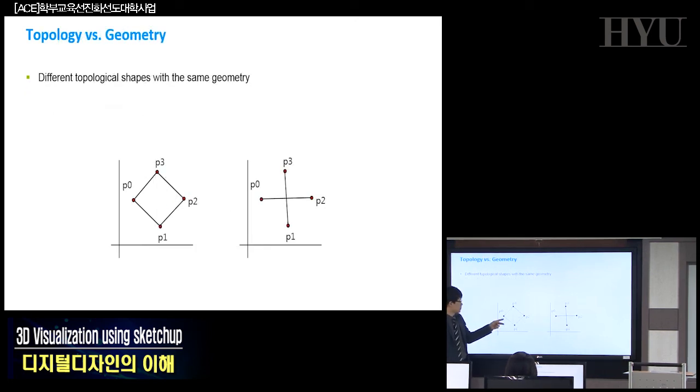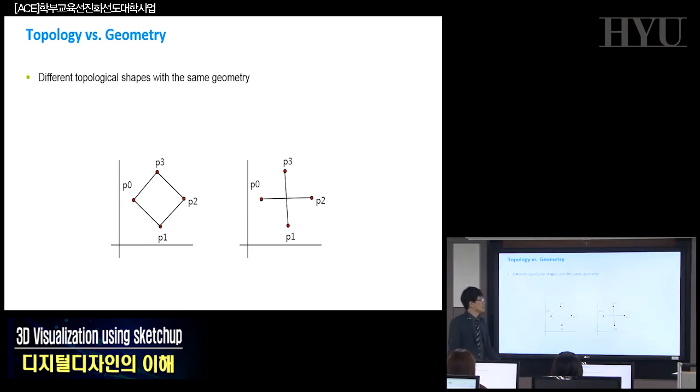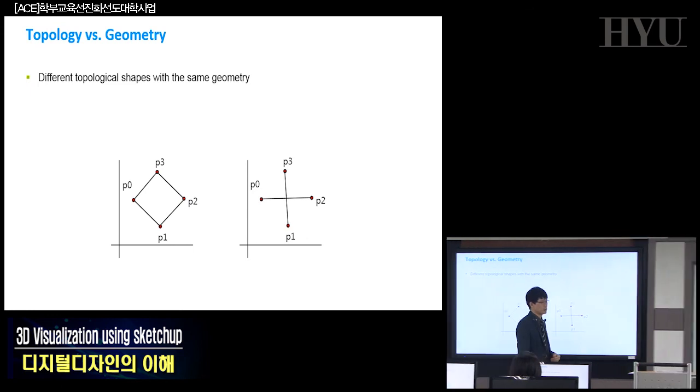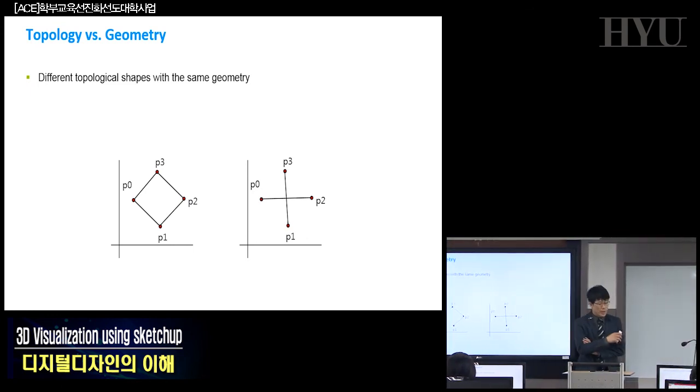Different relationship, P0 through P1, but P0 to P2 and others. That is why 4 points have the exact same geometric coordinate location, but because of different topological relationships, they are looking totally different, okay? Diamond shape and some kind of cross shape. Same geometry, but totally different topology.